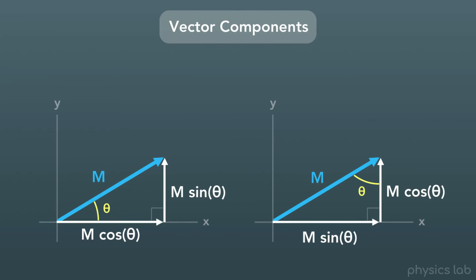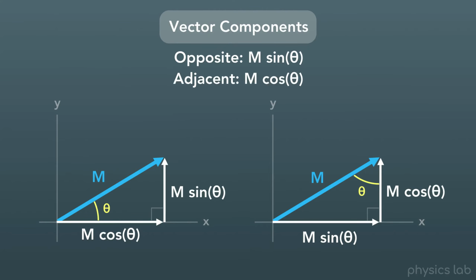This might seem like it can get a little tricky, but all you need to remember are the trig functions, which will tell you which component is which based on the angle you're given. The opposite side from the angle is always m times the sine of theta, and the adjacent side to the angle is always m times the cosine of theta.